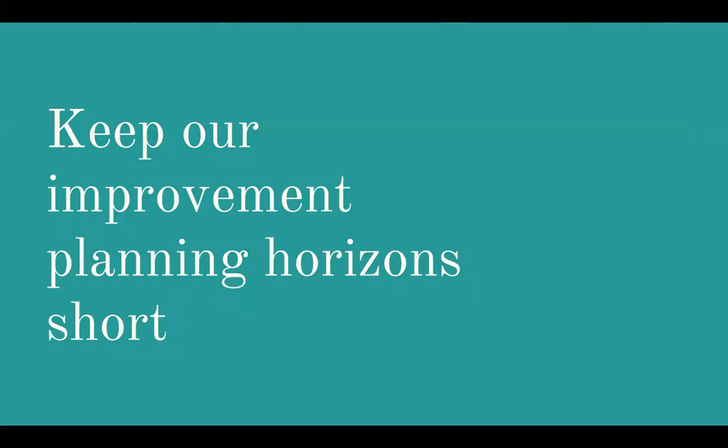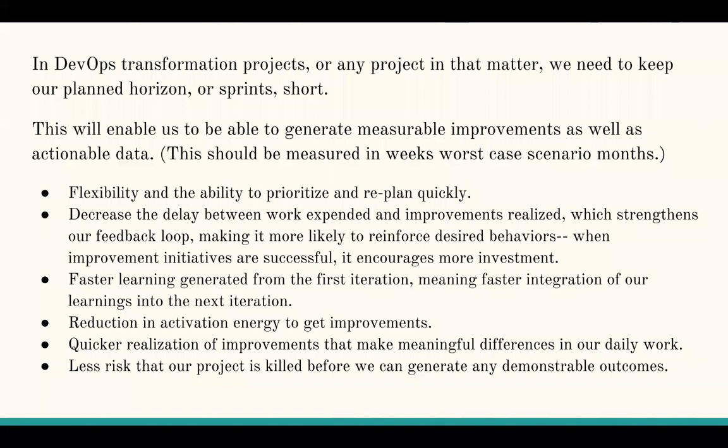All right, perfect. So the first thing I'm going to be talking about is keep our improvement planning horizons short. In DevOps, typically when we have a transformation project or any project for that matter, we need to keep our planning horizons short. This will enable us to generate measurable improvements as well as actionable data. And typically we want to measure that in weeks, worst case scenario months, but just the shorter time frame.